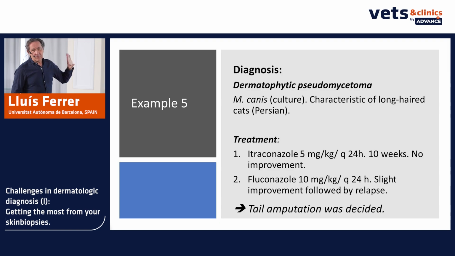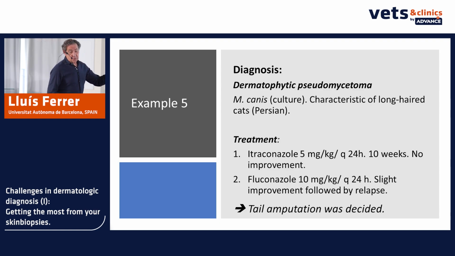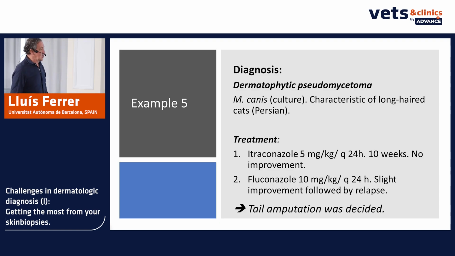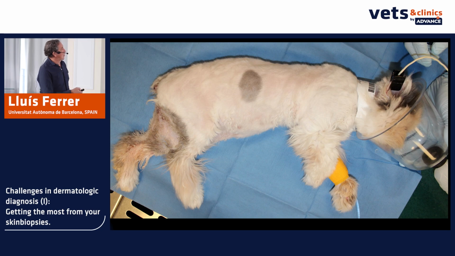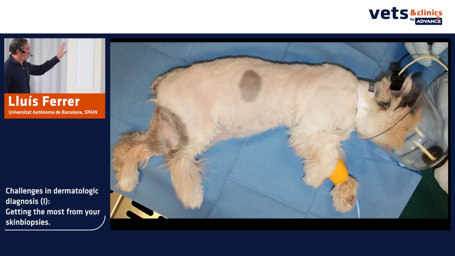So these cases of dermatophytic pseudomycetoma, especially if they are located in distal parts of the body, are very difficult to treat. So talking to the owners, we say, well, this is on the tail. I think that the best solution will be probably the amputation of the tail, because other treatments are probably not going to work. We surely tried terbinafine without any good results. We amputated the tail of our cat. We also clipped all the hairs to avoid having spores.